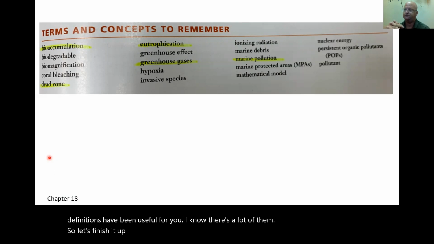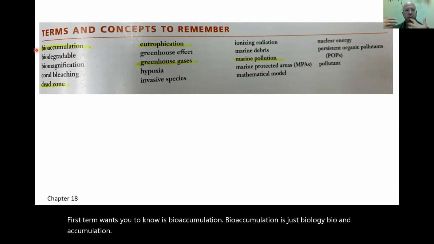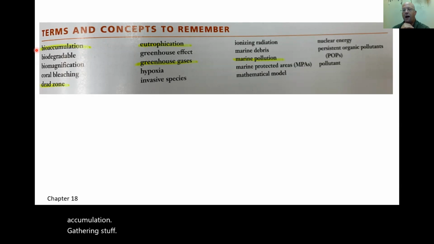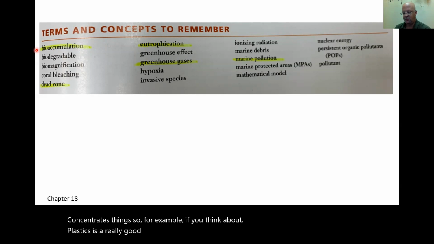So chapter 18, first term I want you to know is bioaccumulation. Bioaccumulation is just biology, bio, and accumulation, gathering stuff. Bioaccumulation is when biology concentrates things. So for example, plastics is a really good one. If you have a big tuna swimming around in the ocean, eating lots of little fish.